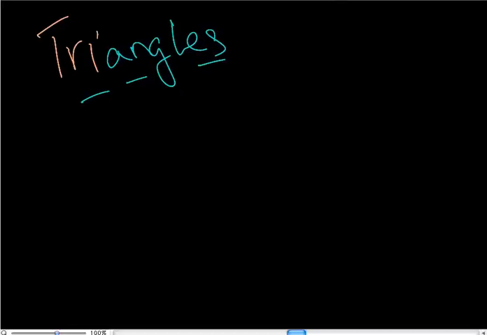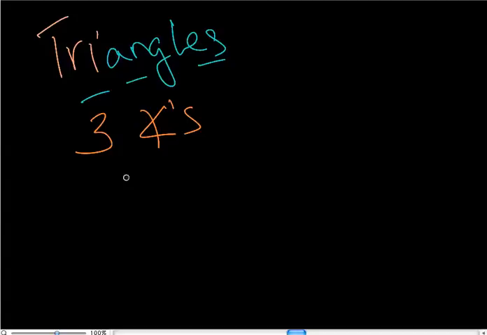Going to talk about the different types of triangles that there are. And what is a triangle? Well, a triangle, as you probably know, is any shape with three angles to it. It's a closed shape. So different types of triangles have to do with the different types of angles there are.